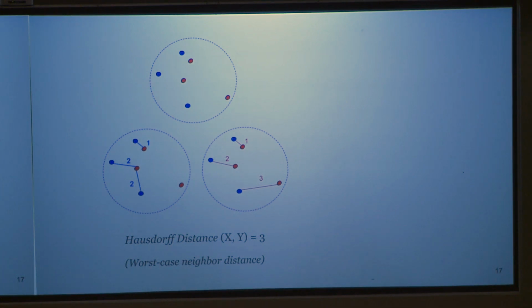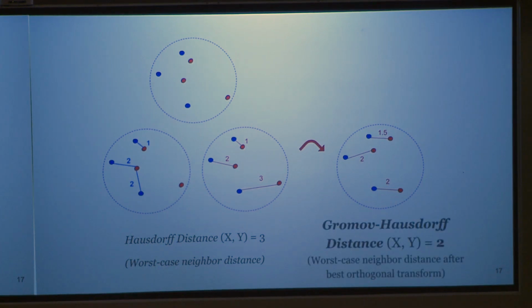But also we'll note that it is potentially possible to rotate one of the spaces to make these numbers a little bit smaller. So imagine that you rotate the red space, and we can see that now we've reduced the distance from the red points to their closest nearest neighbors. Now the worst case distance between this optimally orthogonally transformed target space and the source space is now 2. So this is the worst case nearest neighbor after best orthogonal transformation. This is called Gromov-Hausdorff distance.